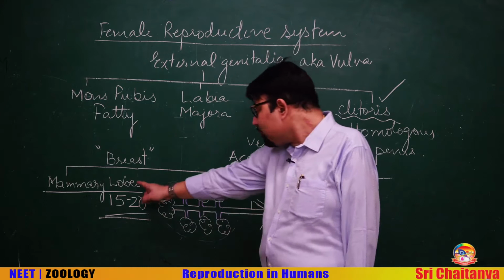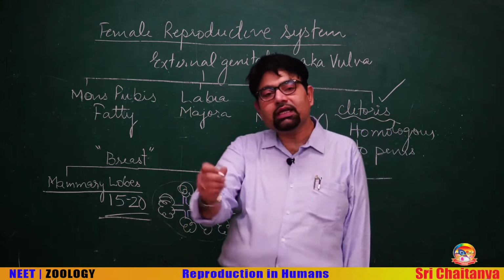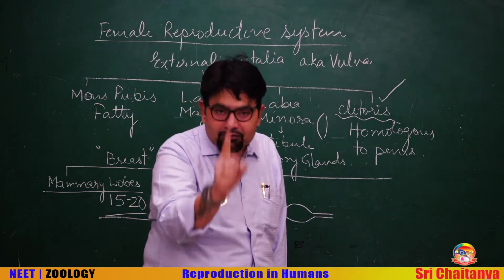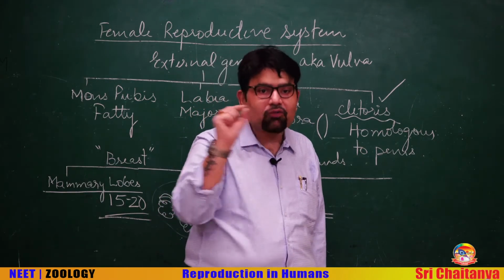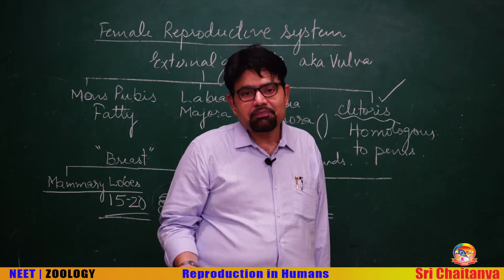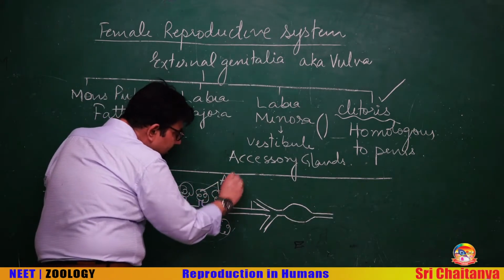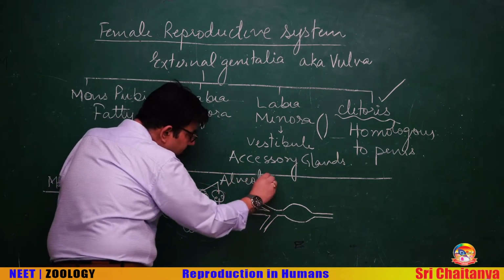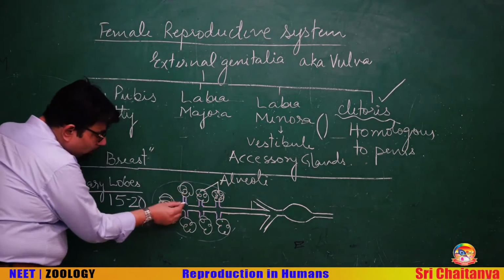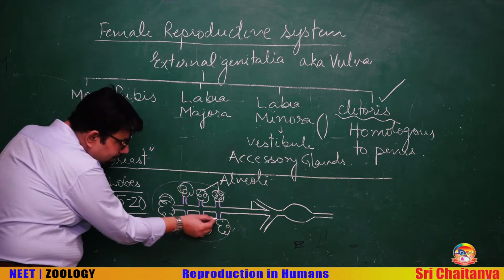Now, mammary lobes contain these alveoli. These are alveoli, and what are alveoli? These are the clusters of cells. I repeat, alveoli are clusters of cells. What do these cells do? They secrete milk. They are milk secreting cells. So, these are alveoli. These are clusters of cells, and all of them open into their own duct. These are the duct of alveoli, and this is a duct which collects all these ducts.